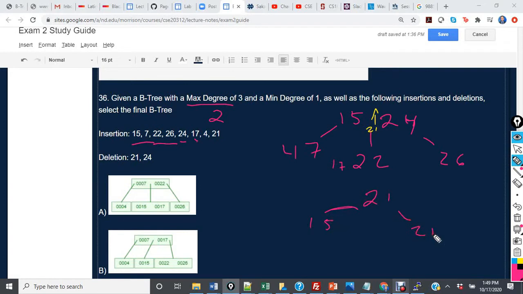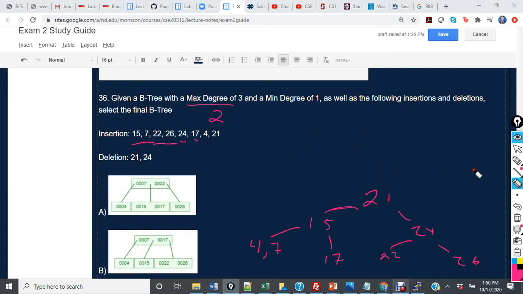The way this is going to split is because 21 was initially between 17 and 22, we're going to have 4 and 7 here on the left, and the second child of 15 is going to be 17. Now 24 is going to have 22 and then 26. So this is the new tree after all of the insertions. So the first deletion is going to be 21.